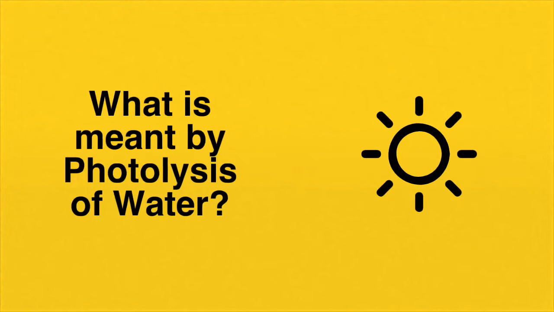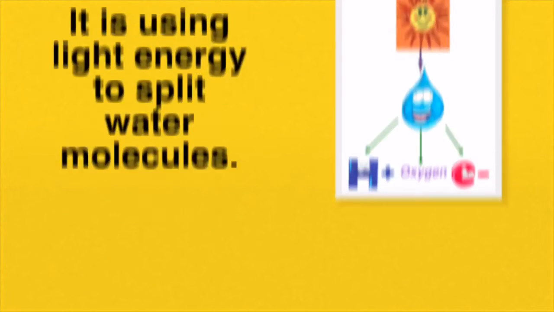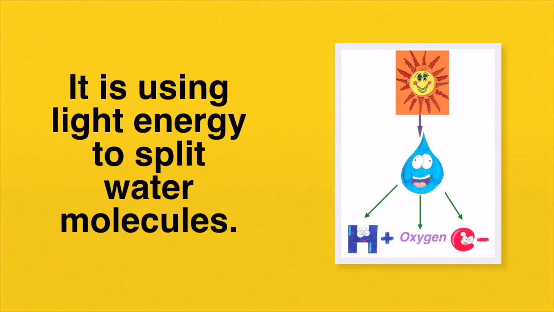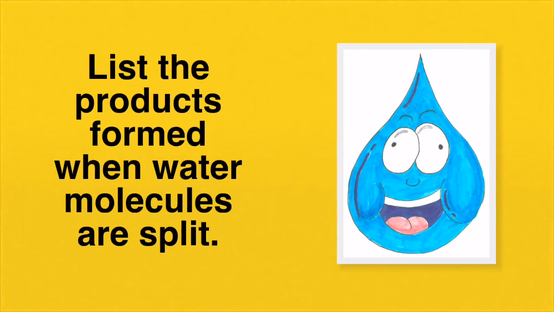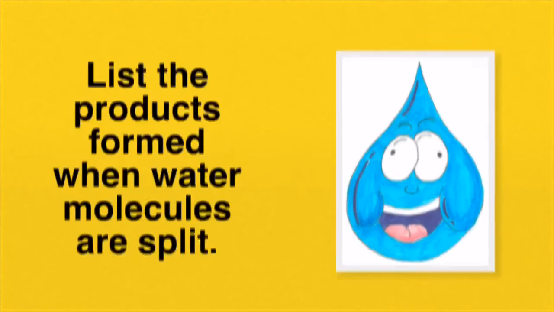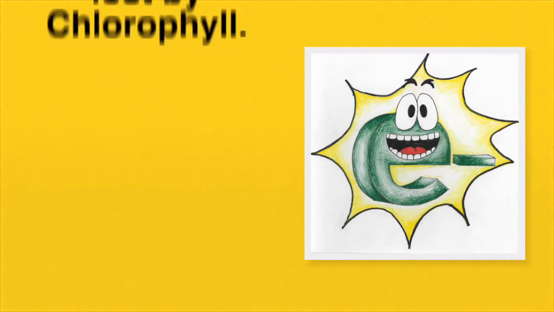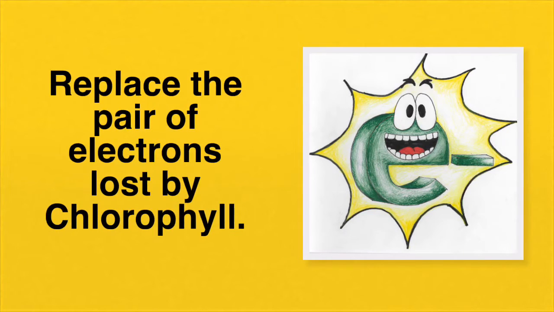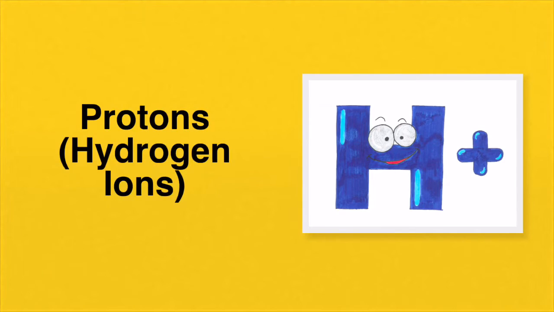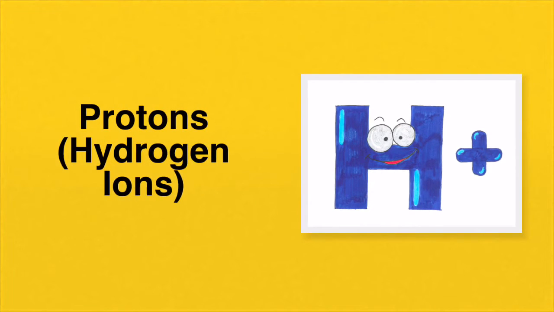What is meant by photolysis of water? It's using the photons of light, or the sun's energy, the light energy, to split water molecules. List the products formed when water molecules are split. So what are the products of photolysis of water? The first is electrons. And remember, those electrons produced in photolysis of water are going to replace those electrons lost by chlorophyll. The second product of photolysis of water are protons, otherwise known as hydrogen ions.